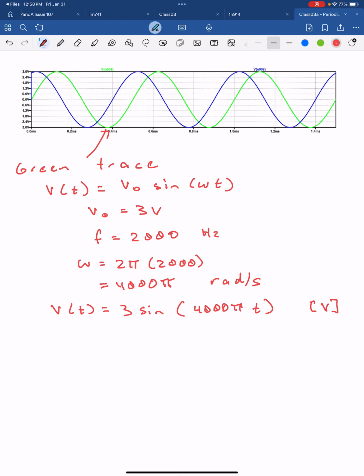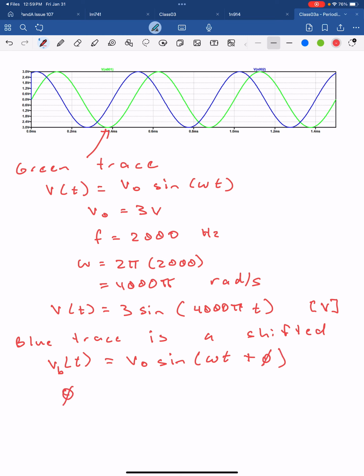expressed mathematically. Our blue trace is a shifted function. So we can add a little bit more to our sinusoidal expression, namely V of t, with a little subscript b for blue, equals V naught sine omega t plus phi. Phi is a phase term, and specifically we tend to call it a phase shift. So it's a shift in the signal away from a phase of 0.